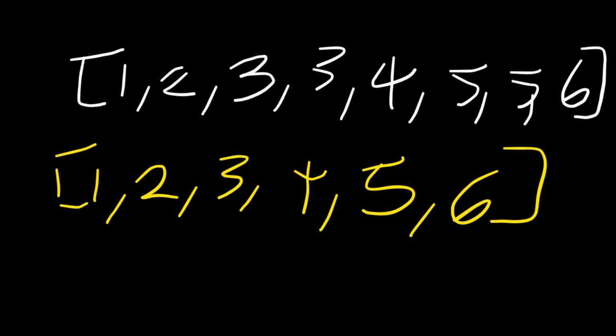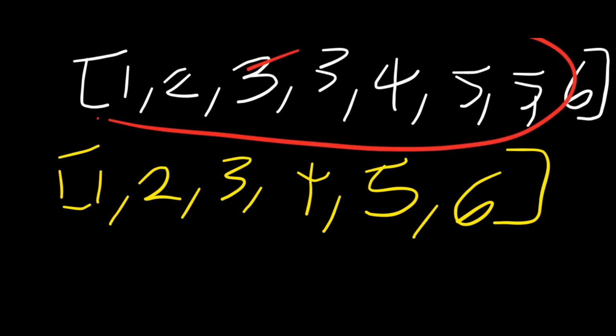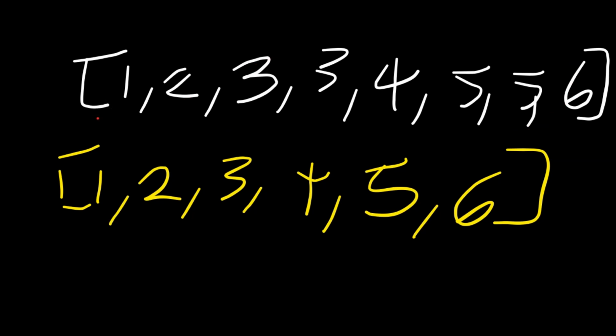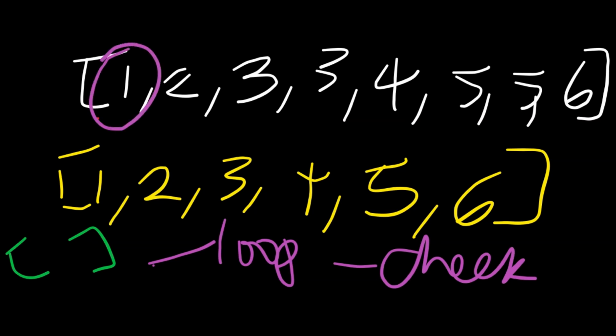Now, the most straightforward way to go about this is to loop over our array. First we want to loop, and then we want to check if we've seen this number before. So how do we check if we've seen a certain number before? Obviously, we need a storage to store our numbers as we loop. So we go over each number, we loop over one.